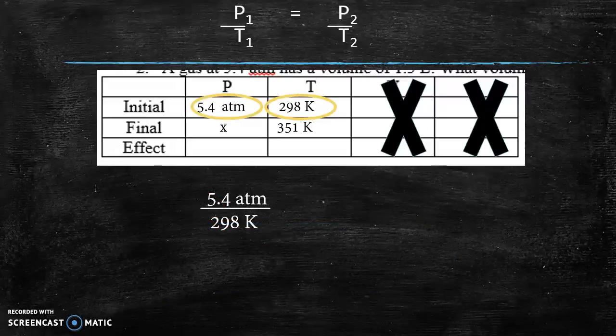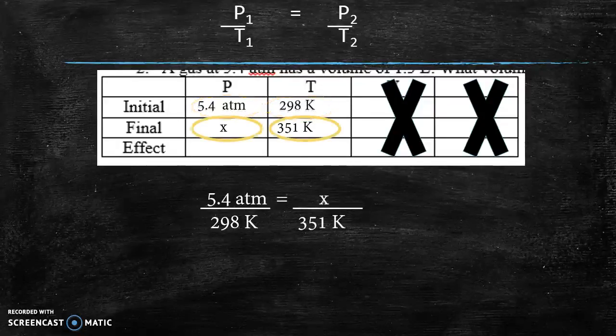So now we're going to plug the values into the equation. We start with P1 over T1, so 5.4 atmospheres over 298 Kelvin. And that's going to equal our unknown over 351 Kelvin.